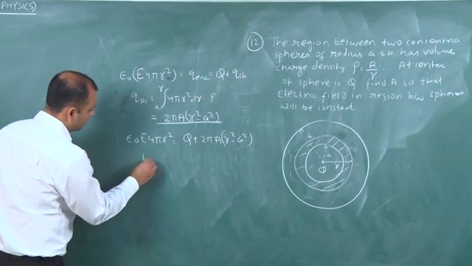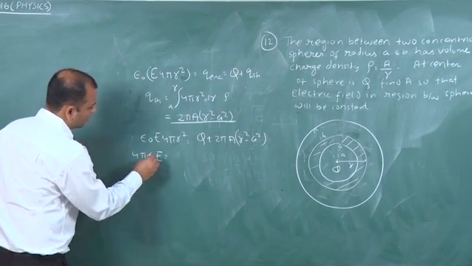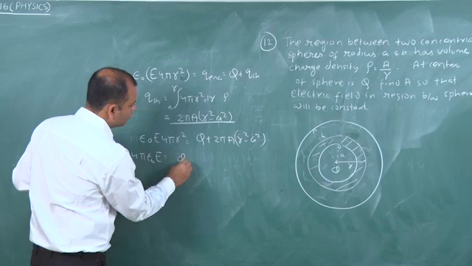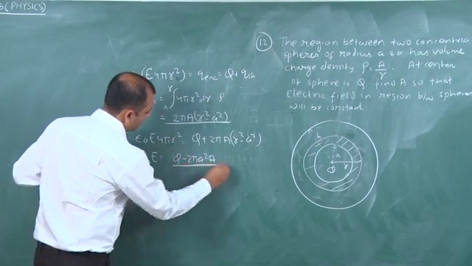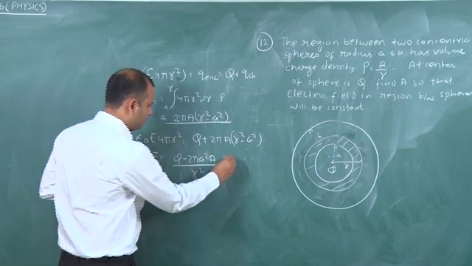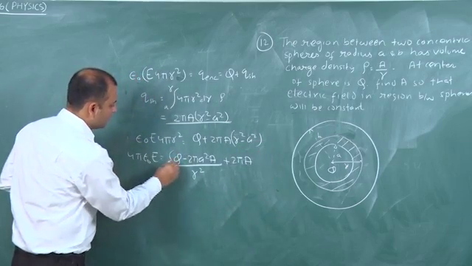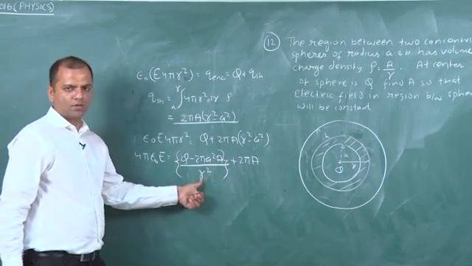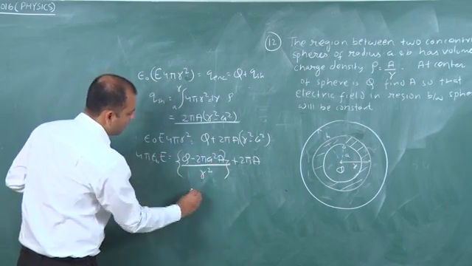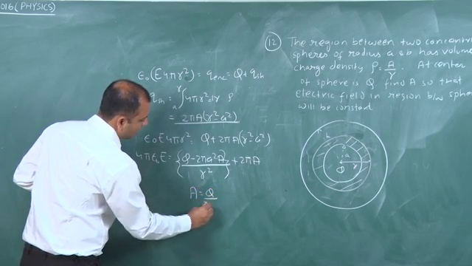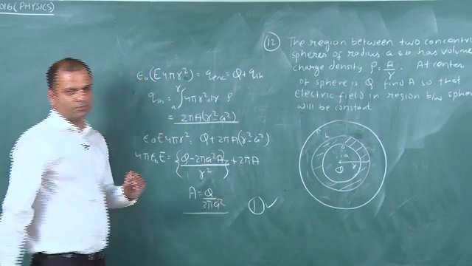So, from here let us have a look. 4 pi epsilon naught into E is equal to Q minus 2 pi a square into A divided by r square, plus 2 pi a. Now, this term obviously depends on r, but E does not depend on r, which means that this term must be 0, which gives you the value of A as Q divided by 2 pi a square. Option 1 is the correct answer in this question.